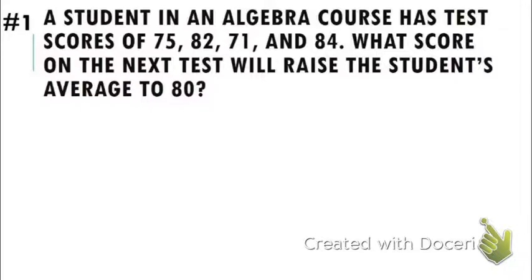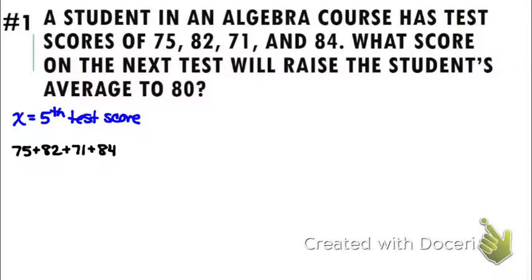I like that. One of the things that I'm glad Matthew just brought up, we need to define what our variables are. If you're going to use a variable to solve, you got to tell me what that variable means. So he said we're going to let X be the 5th test score, which we don't know yet. So we can take the scores that we do know, 75, 82, 71, 84, plus X, divide that by 5, and we want the average of that to come out to be what? 80.